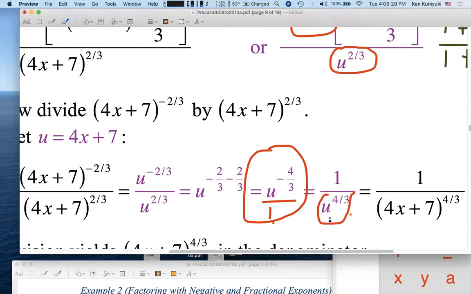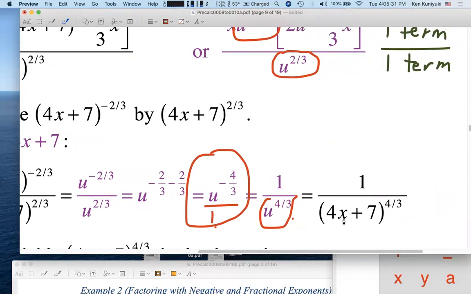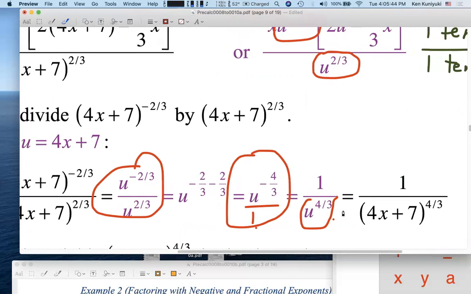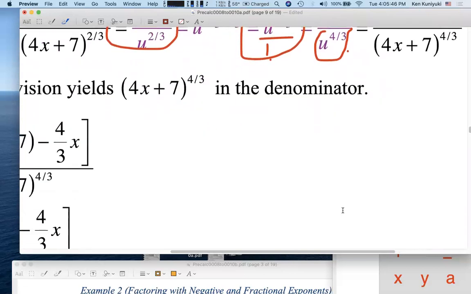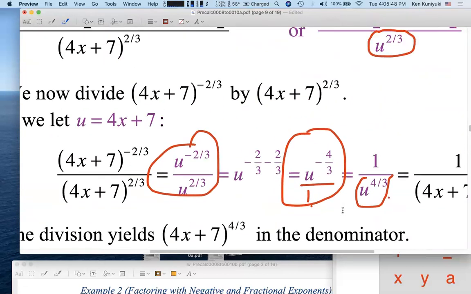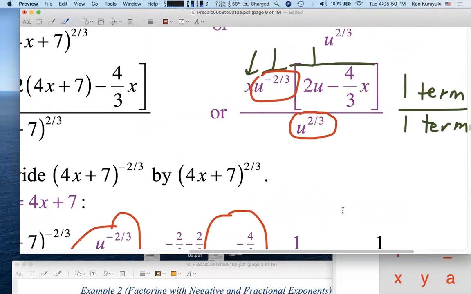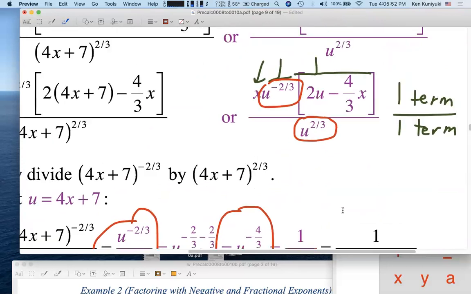U was, when you sub back, 4x plus 7. So you end up with 1 over u to the 4/3 as the quotient of these guys, and that subs back to 1 over 4x plus 7 all to the 4/3. All right. We may not be ready, or we could be ready to sub back. Yeah, we could be ready to sub back at this point, actually. All right. So what's happening?